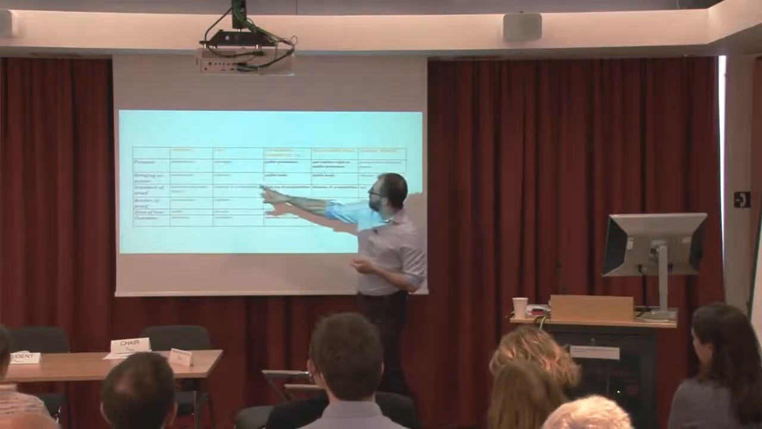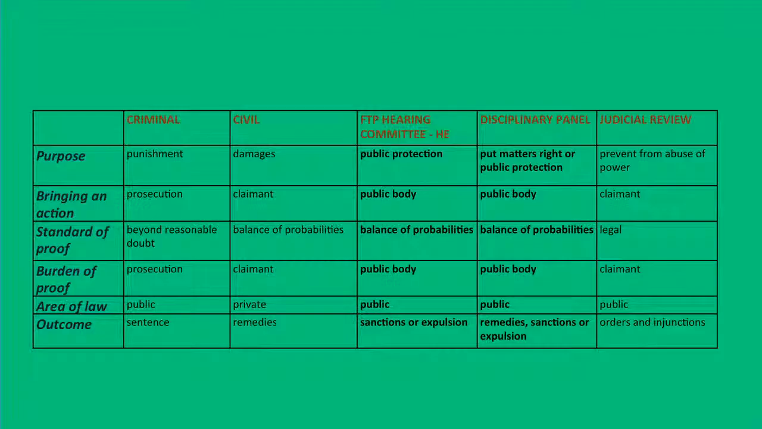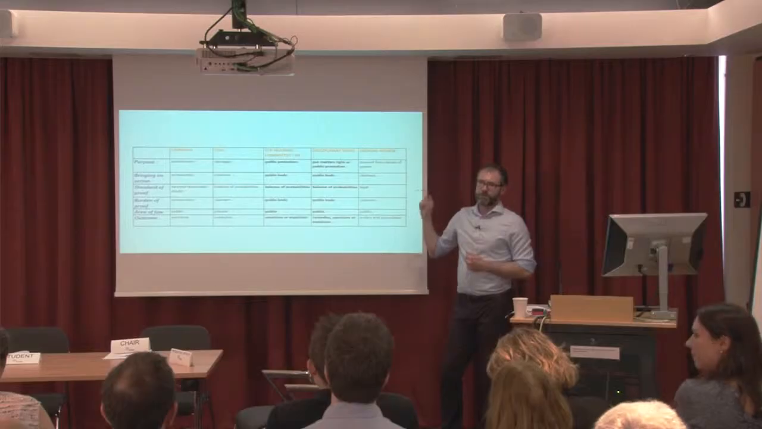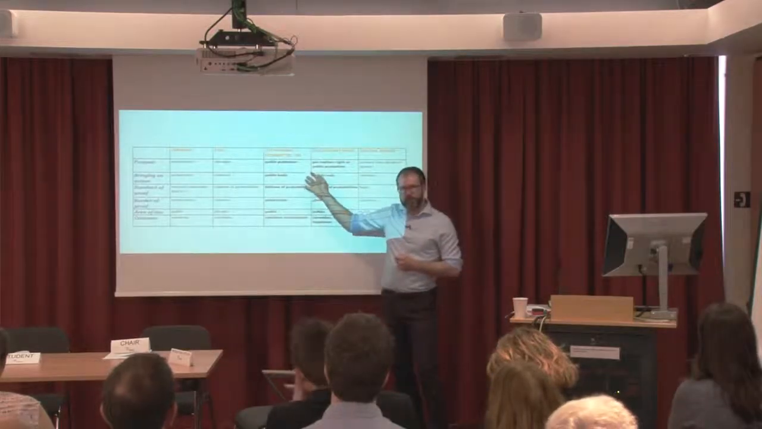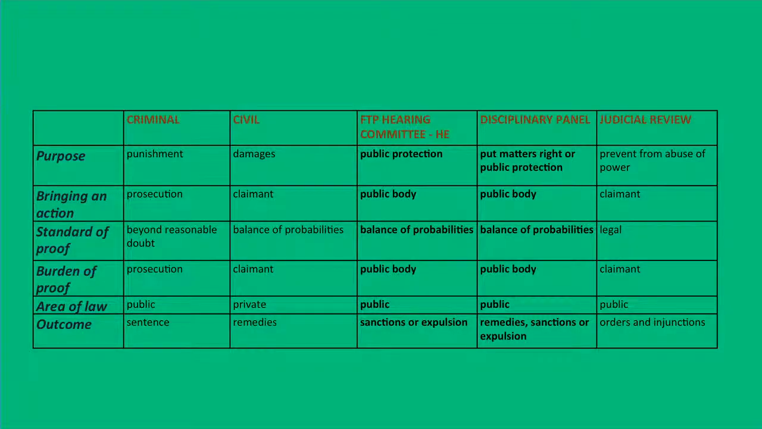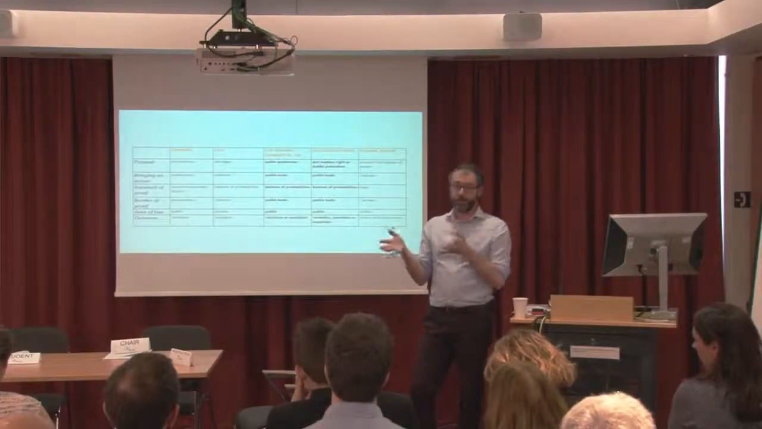So you've got your criminal and civil proceedings, then we've got fitness to practice here at St George's, then we've got disciplinary panels, again at St George's. We've got a variety of those panels, and then judicial review. Now, firstly, you need to always remember the aim of why these committees operate. So in court, if somebody kills someone, the aim is to punish. Sometimes it's public protection, but these days it's mainly to punish the person.